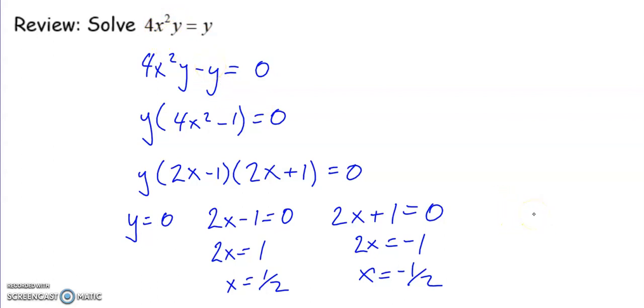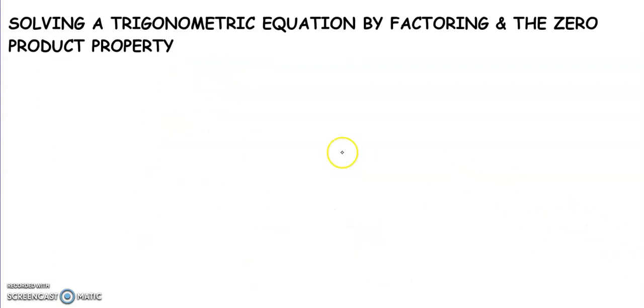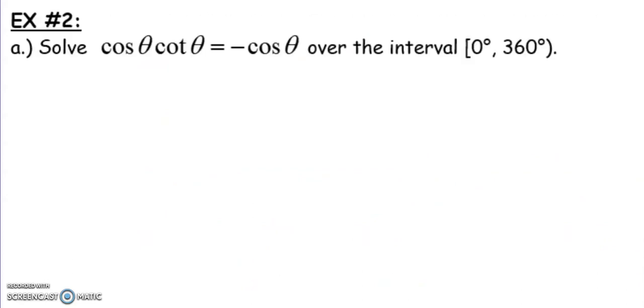Now, we can do the same thing with trig. We can still solve by factoring and that zero product property. So if I have cosine theta times cotangent theta equals negative cosine theta, what I can do is I notice that I have more than one trig function, so I am going to make the entire equation equal 0 so I can factor.